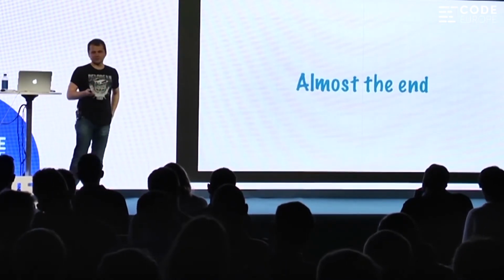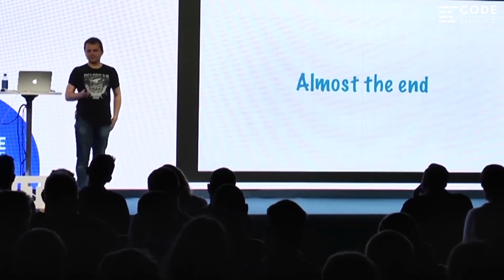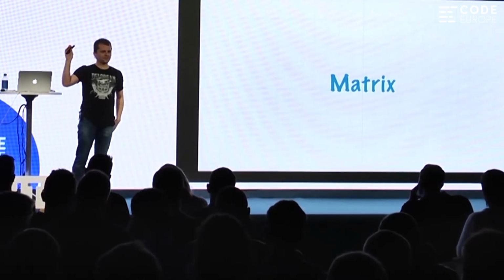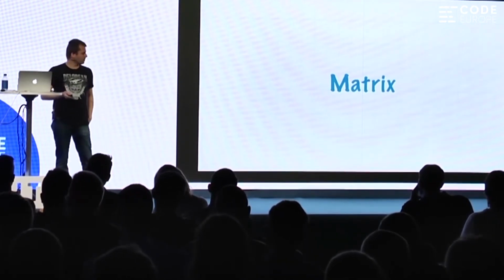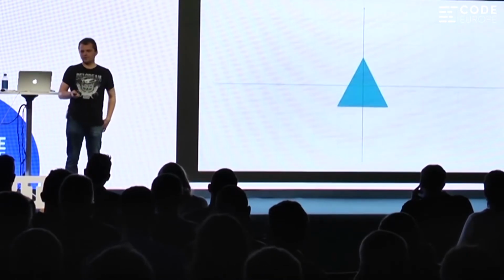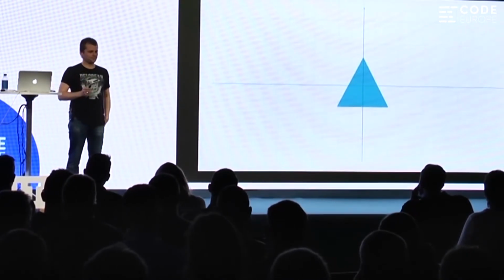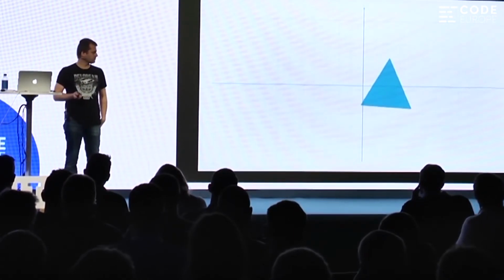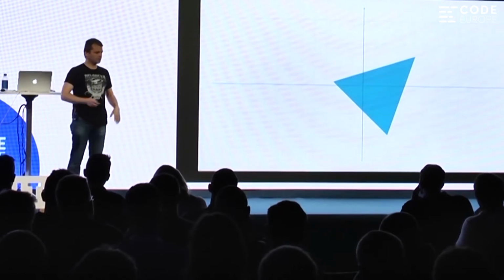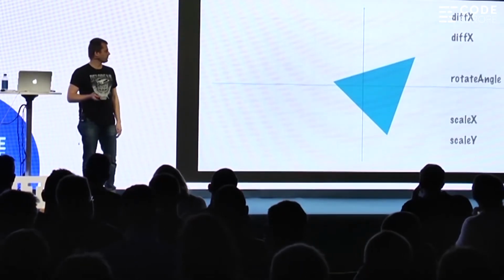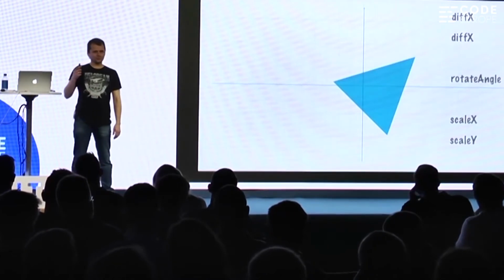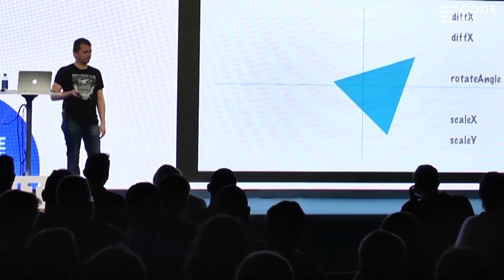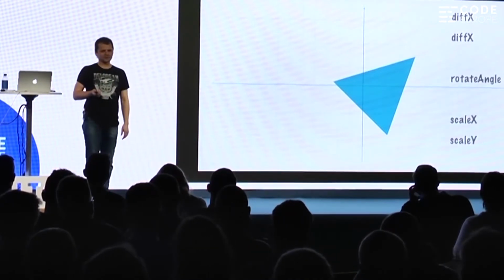But let's move on to one of the hairy beasts of 3D. Who heard about matrices? Yeah, not many people. So what is this thing for? Let's go back to 2D. What can you do with a triangle? You can move it, you can rotate it, you can scale it, and you end up with 5 variables. When you go into 3D, it's not like 10 variables, it's like 20. So it's not really practical to use it.